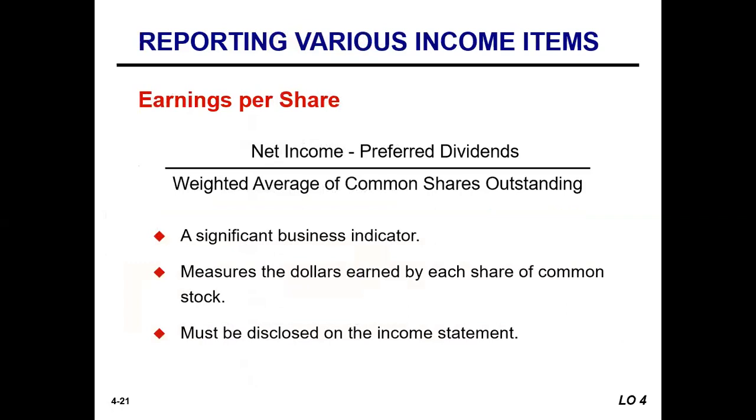And then earnings per share. We've seen a couple examples of earnings per share. Again, this formula is not complicated by any means. Net income minus preferred dividends divided by weighted average of common shares outstanding. So not a difficult calculation. It is a significant business indicator insofar as it measures the dollars earned by each share of common stock. And according to generally accepted accounting principles, if you're a publicly traded corporation, this is required to be disclosed on the financial statement.